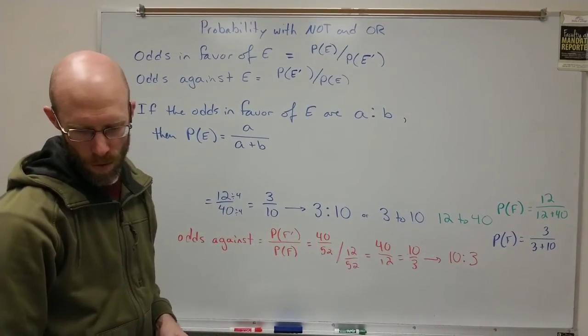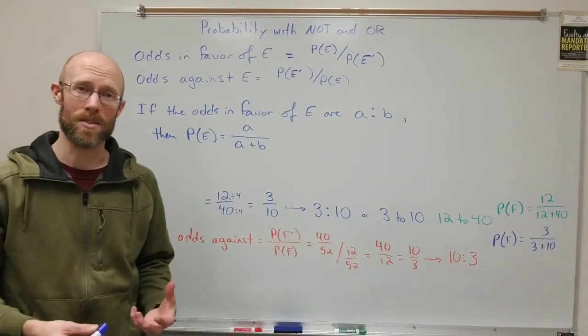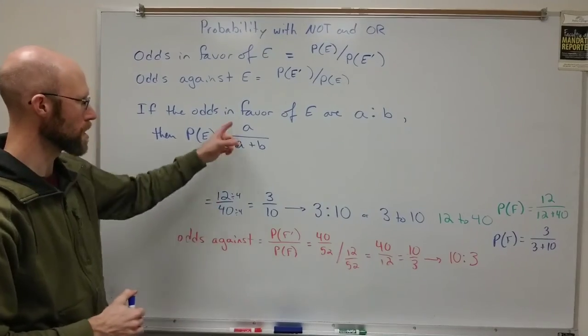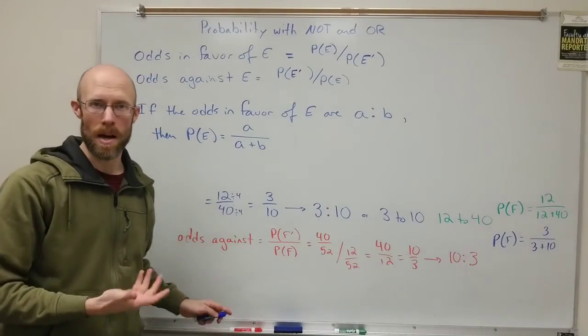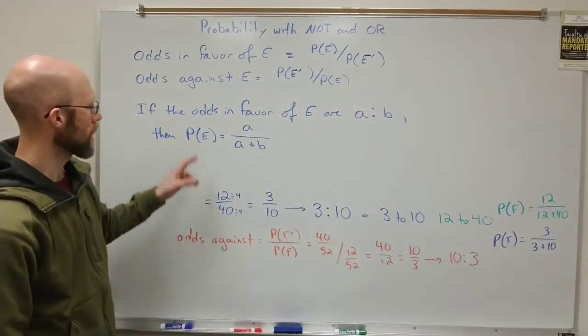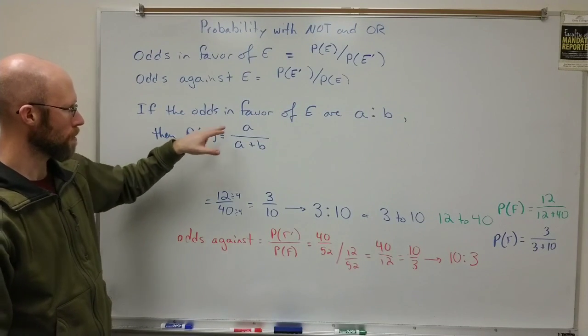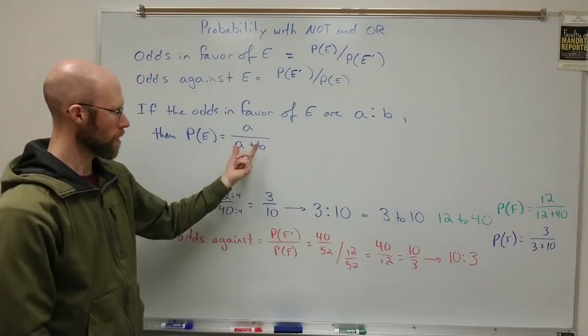And of course, if you wanted to go the other way, if you had the odds against, then you would put the B on top and divide by A plus B, right? So odds in favor can convert to a probability by taking the first number and putting it over the sum.